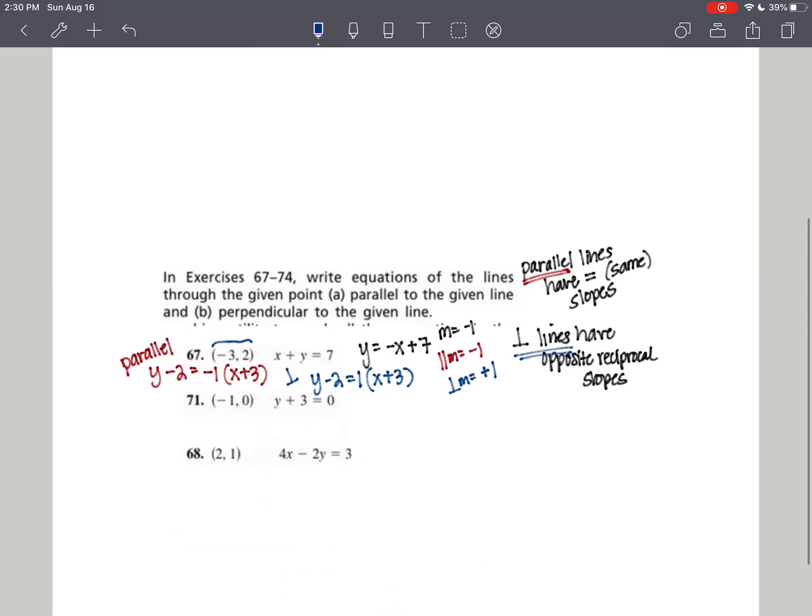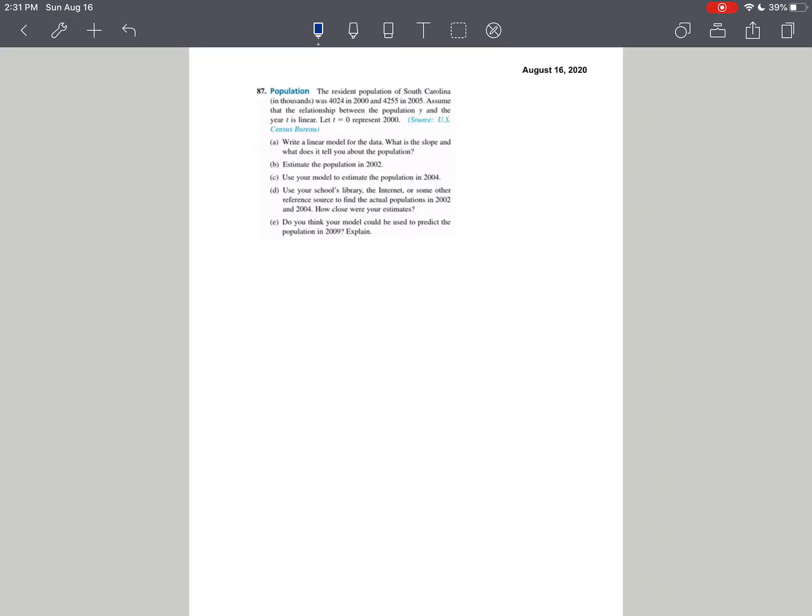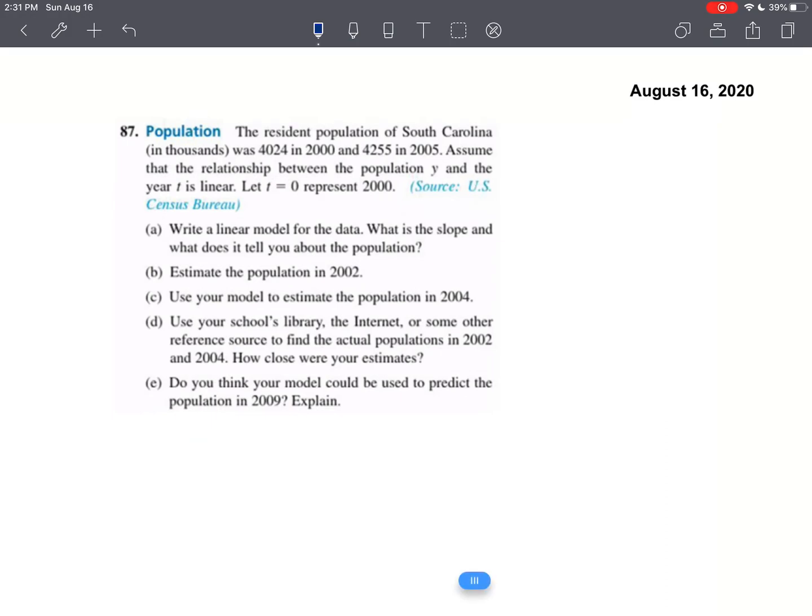We got one more word problem to go. And I can actually just throw this in right here. When you have this word problem and you want to write a linear equation, it says the resident population of South Carolina in thousands was 4,024. So that means 4 million in 2000 and 4.2 million in 2005. Assume that the relationship between the population Y and the year T is linear. So that's important.